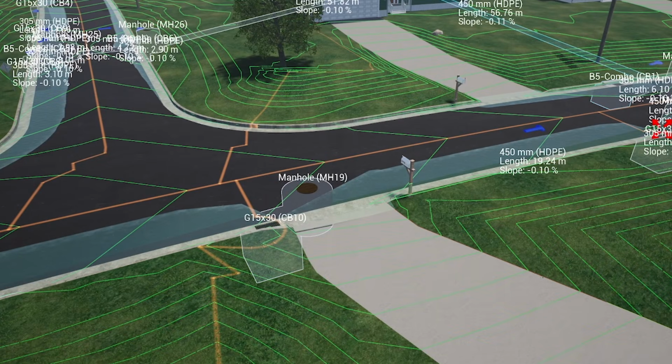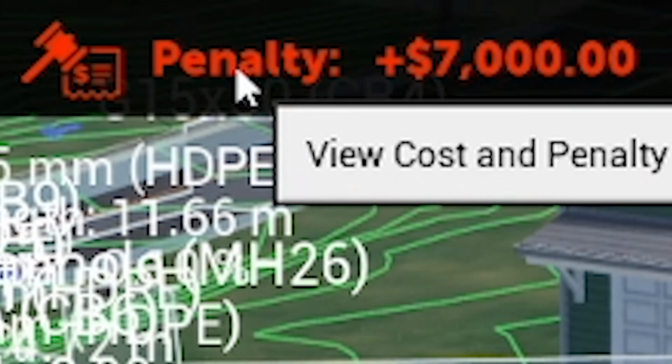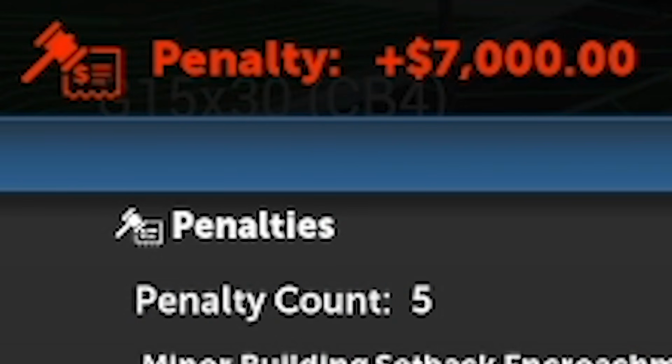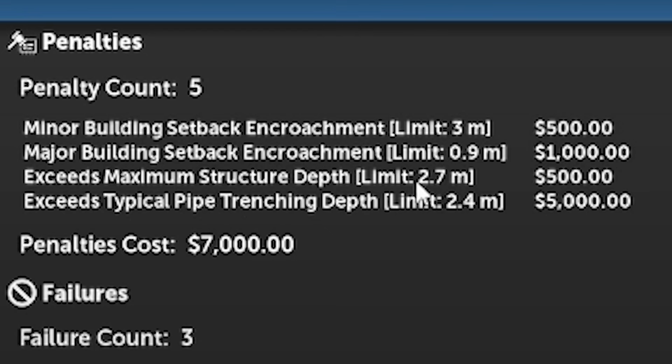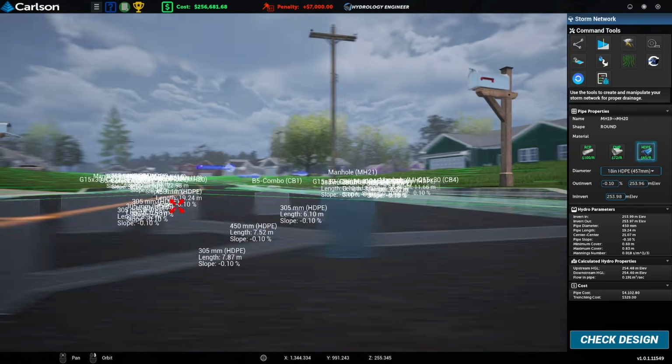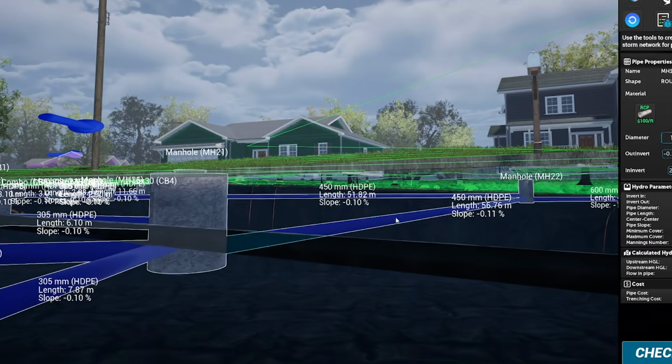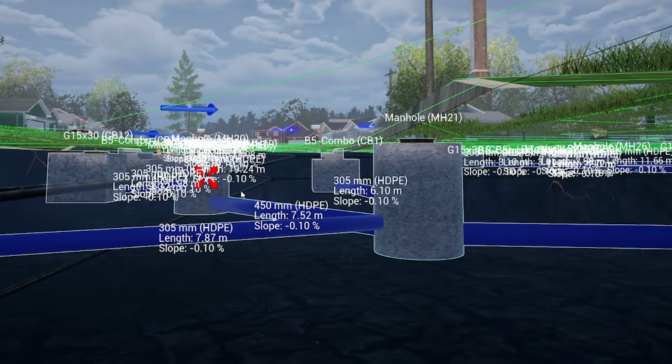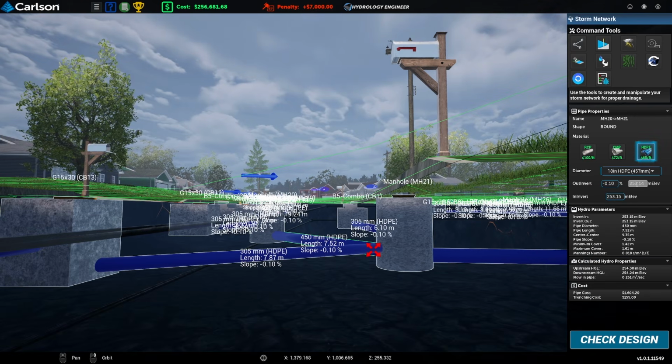There's no manholes popping now, which means we can just look at the penalties we've got. So, we exceed our maximum structure depth. The limit is actually 2.7. Game lied to me. And pipes can't go deeper than 2.4 meters. So that's a similar thing. Now, I imagine that's probably happened because as we put our pipe diameters in, that changed the depths of everything. So let's just raise some of these inverts.